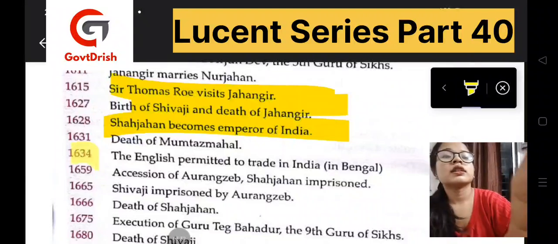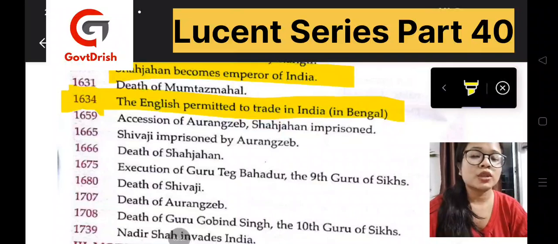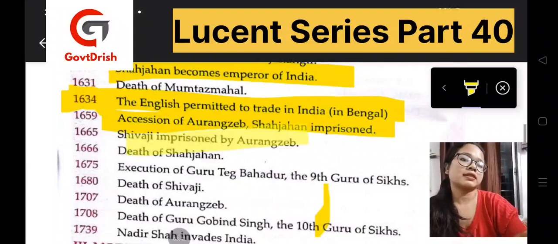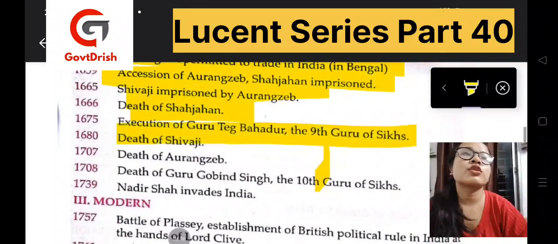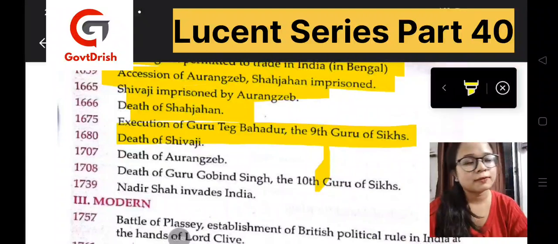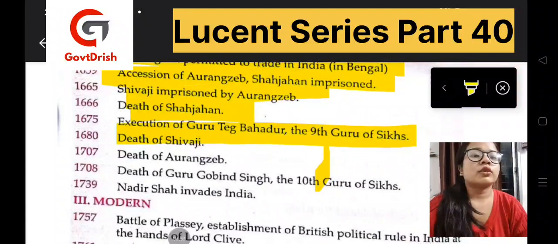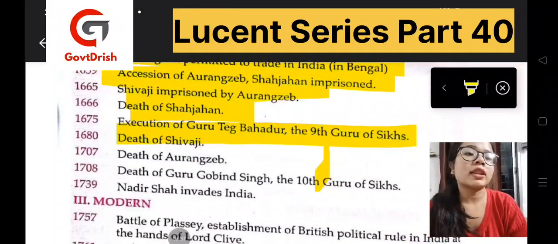Then this is very important: when were the English permitted to trade in India, that too free trade? Okay, then the accession of Aurangzeb. Then his imprisonment, then death of Shah Jahan. Then we have the ninth Guru. Okay, so when it can come like this, when was the fifth and ninth Guru's execution, so they can give you two dates and among them you have to decide.